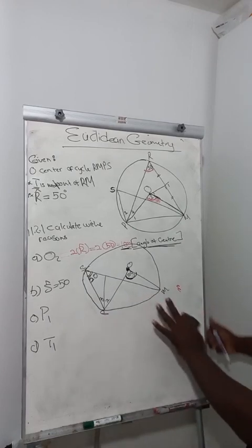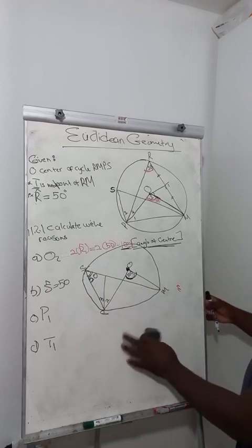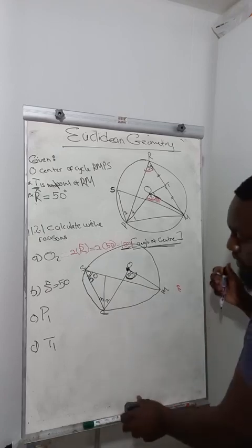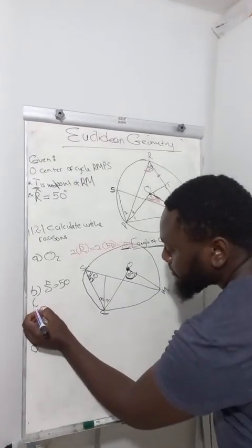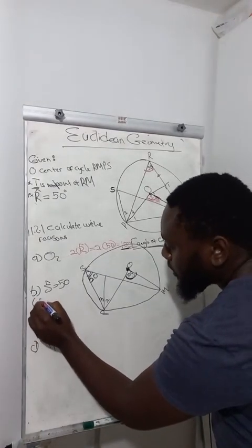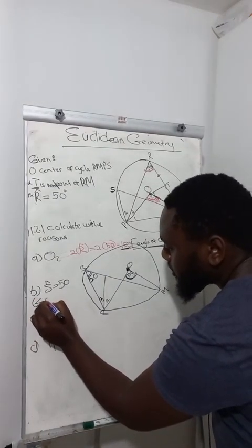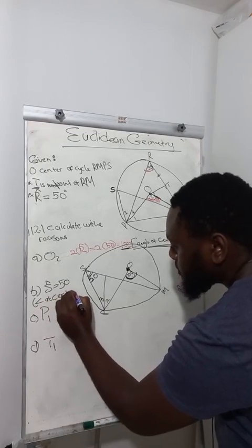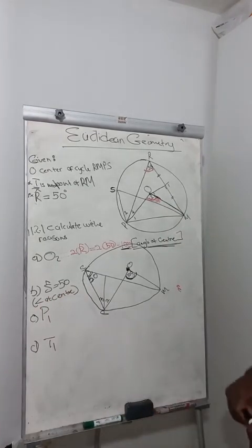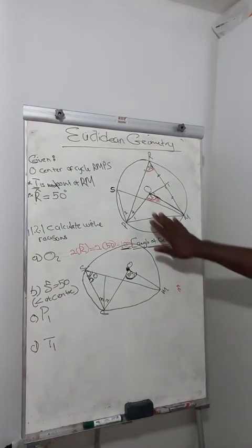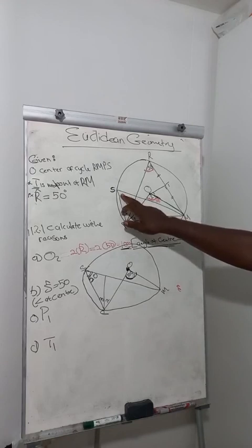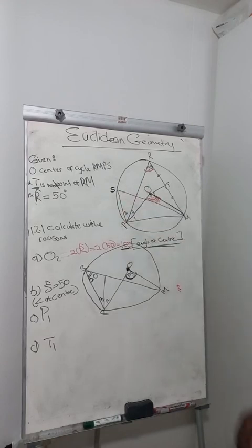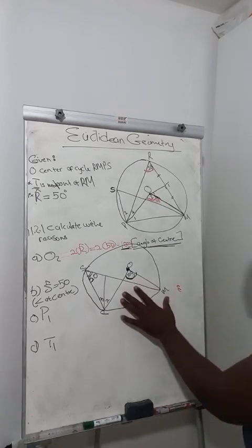So I hope you understood this part. Let me write the reason here underneath: angle at center. So this is the thing. But if you look at this diagram, that is not the only way in which you can determine S here. Do you see that there's also the same drawing now?